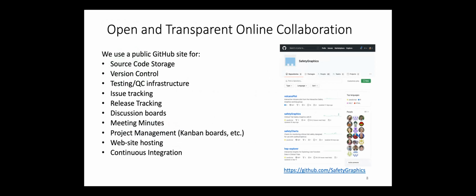We use GitHub for almost everything. So this workshop, all the content is in our GitHub organization, which is at github.com/safetygraphics. But that page includes source code control for all our projects, version control, a lot of our testing and QC infrastructure, issue tracking, release tracking, project management stuff, continuous integration, and everything. Really, we try to use GitHub as much as we can, keep meeting minutes on GitHub.